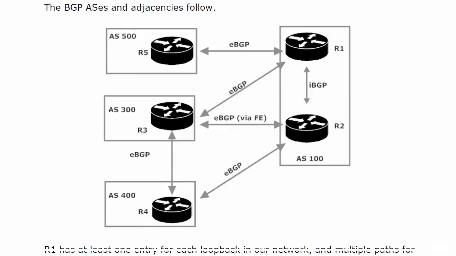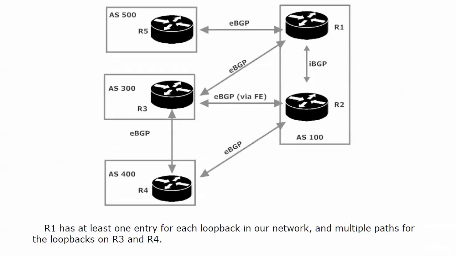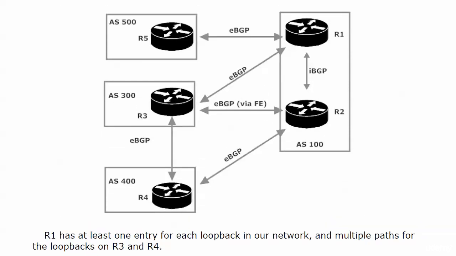So at this point, router 1 has at least one entry for every loopback in our network. That should be true of every router, but it'll have multiple paths for the loopbacks on routers 3 and 4. And that makes sense because router 1, to get to say router 3's loopback, it could go either directly to router 3 through its eBGP adjacency, or it could go down through 2 and then over to 3, and it could even go to 2 and then 4 and then 3. It's always nice to have redundancy.